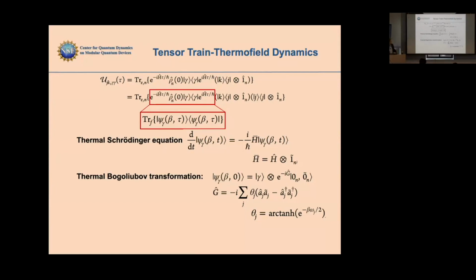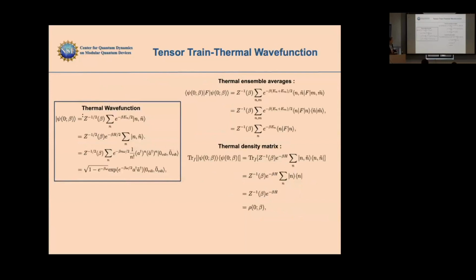So let me show you that, in fact, this is the case, that this function evolves according to the Schrodinger equation, that what you obtain with the ensemble averages are the correct ensemble averages. There's no approximation. It's just an exact way of doing quantum dynamics.